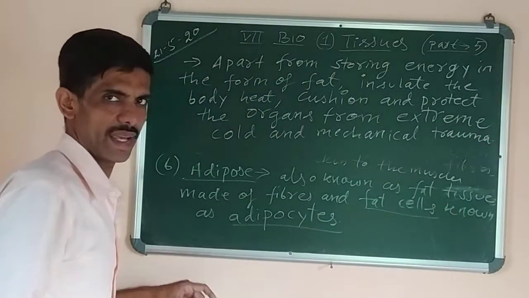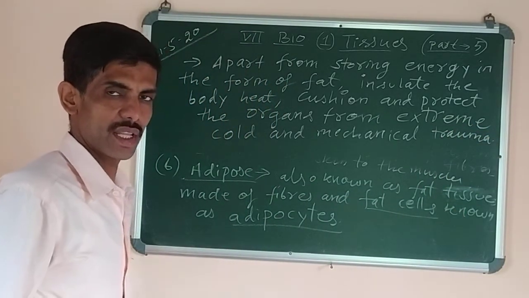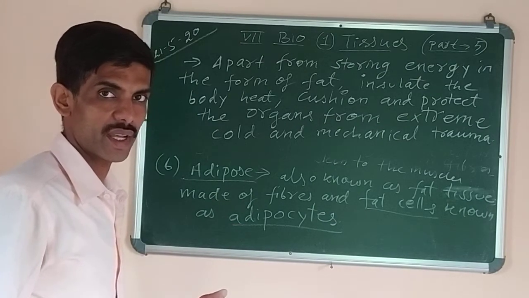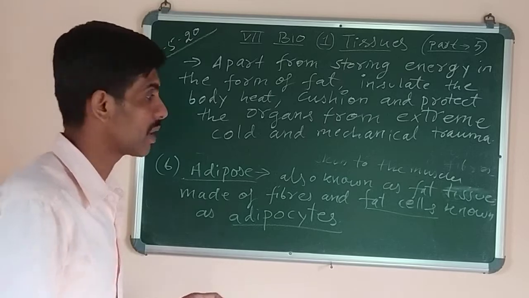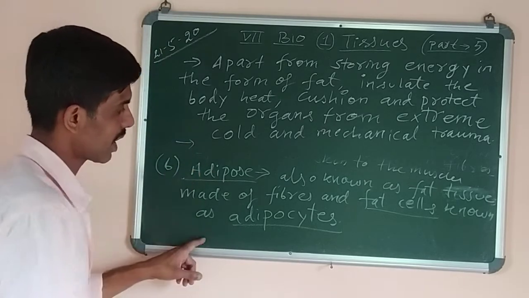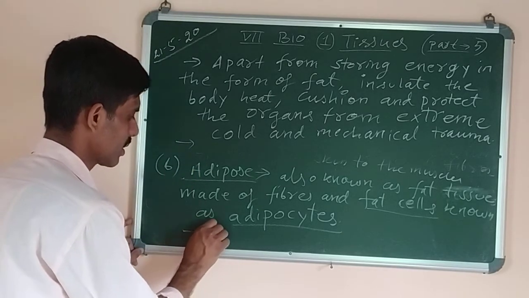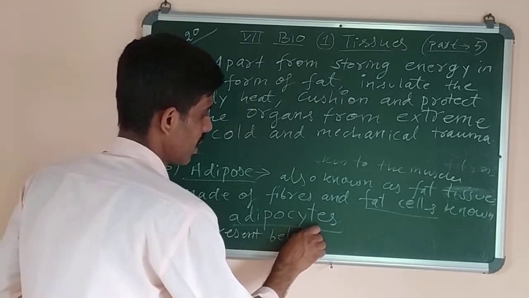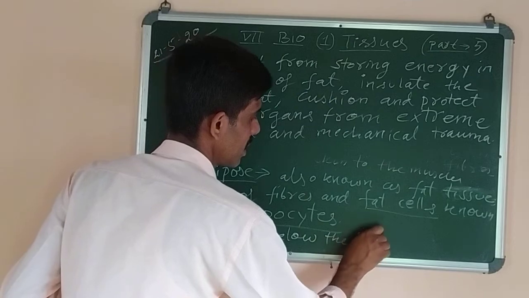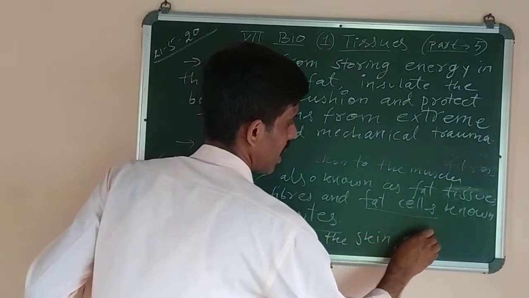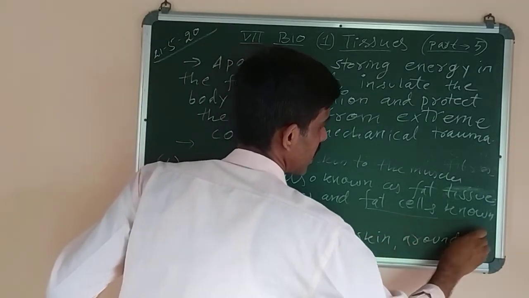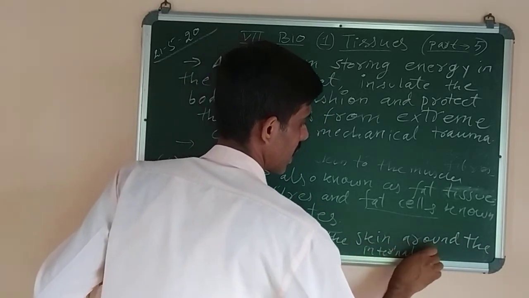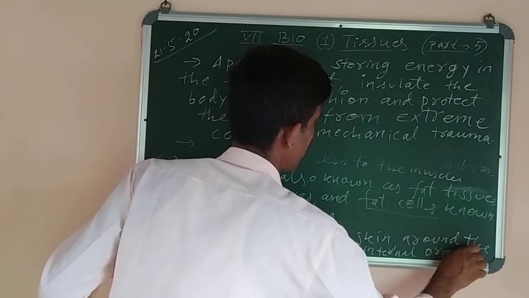Trauma means injury. If any injury or accident occurs, the fatty layer present around the internal organs as well as under the skin will give them protection. Now where it is found, that I have not written. It is present below the skin and around the internal organs. These are the places where they are found.